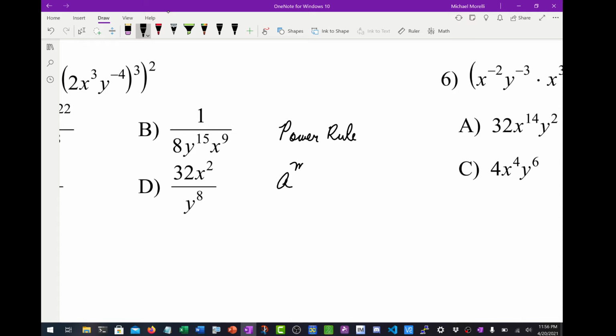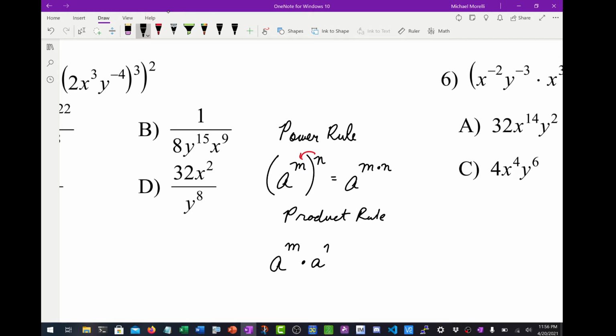If I have a raised to the power of m, that's in parentheses, and I raise that to the power of n, then what I'm going to do is multiply these together. It's kind of like the distributive property for exponents. So that's going to give me a to the power of m times n. Now that's quite different from the product rule. Remember, the difference between the product rule and the power rule is vast. So the product rule was a to the m times a to the n equals a to the m plus n. Do you see how these differ from one another?